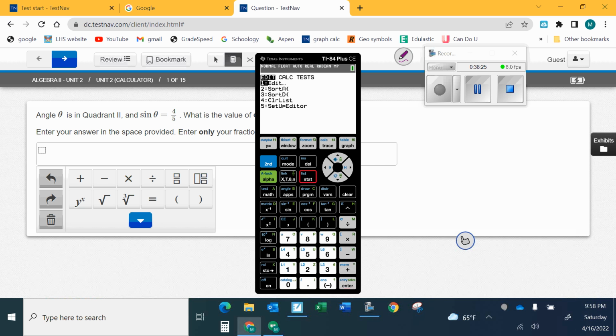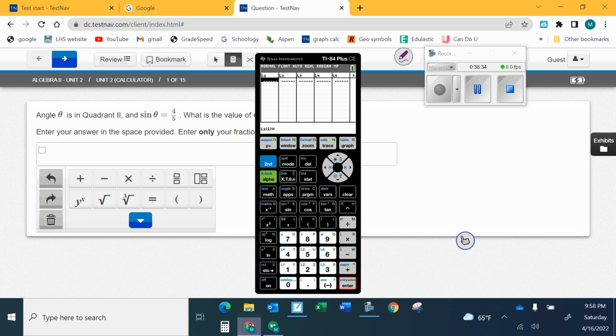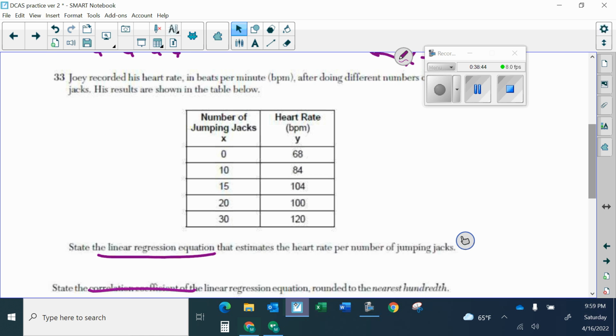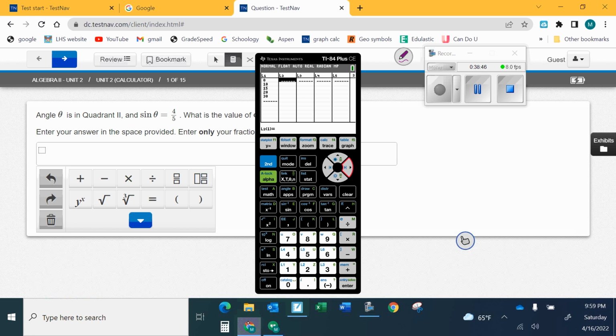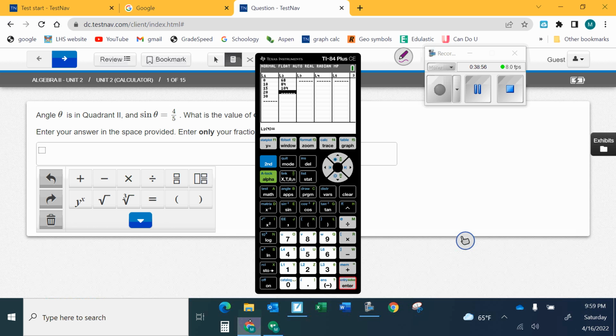Stat, we put in and stat, and then enter the x coordinates in L sub 1, y coordinates in L sub 2. So if I go ahead and look at it, 0, 10, 15, 20, and 30. Over to L sub 2, do my y coordinates. 68, 84, 104. And what are the last two? 100 and 120.